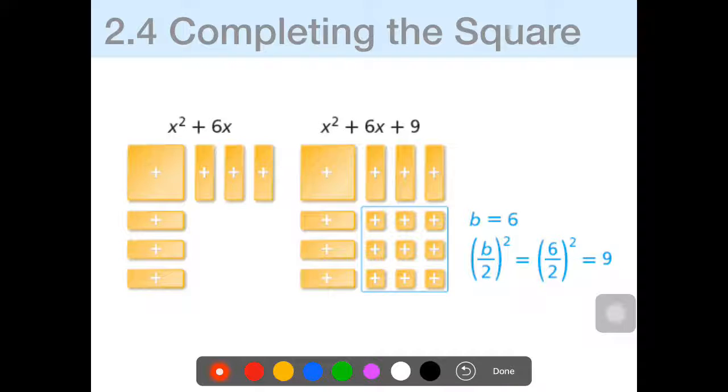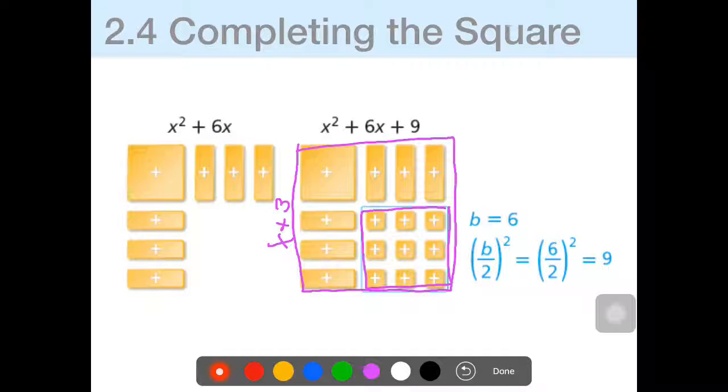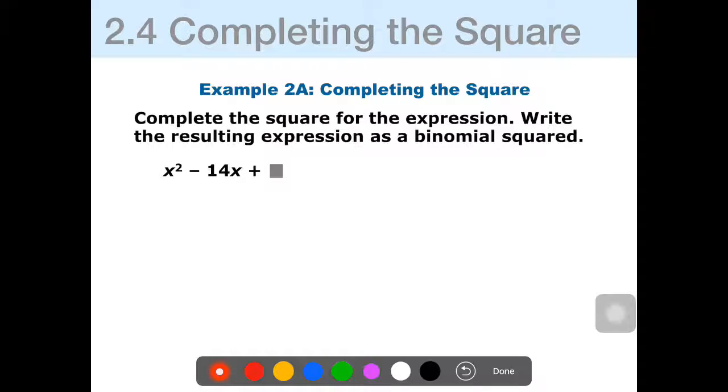So yesterday you worked on a Desmos activity. You had visuals like this, where we were actually taking figures and making them into squares, and we had to figure out what needs to be added in there to make it a perfect square. And if we look at it this way, I have x plus 3 here, and I have x plus 3 here. So the area of that whole square would be x plus 3 times x plus 3, which is x plus 3 squared. So there's kind of the visual of what's happening when you're completing the square.